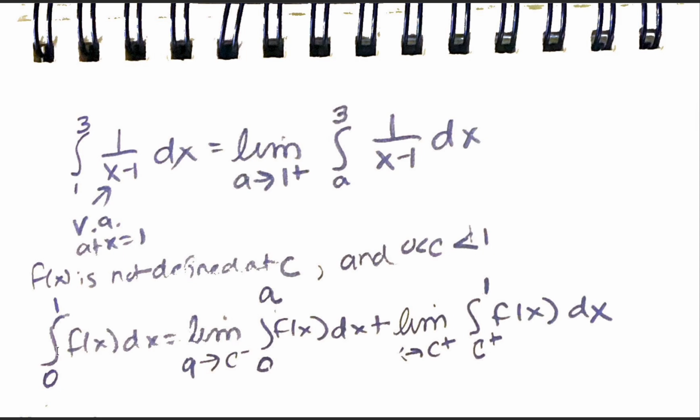So the integral from 0 to 1 of f of x dx is equal to the limit as a goes to c from the left side of the integral from 0 to a of f of x dx, plus the limit as a goes to c from the right side, and from c, I should replace this with another variable. So I can change it into b, so this should be b to 1. Yeah, sorry about that.